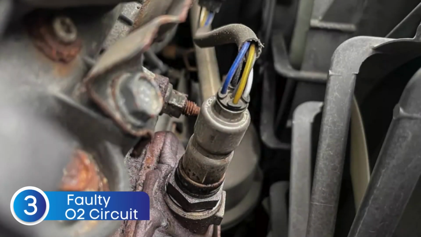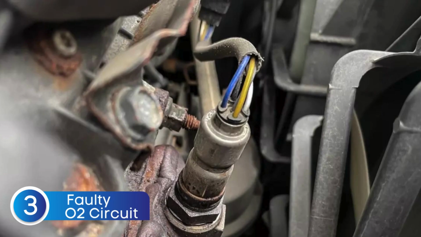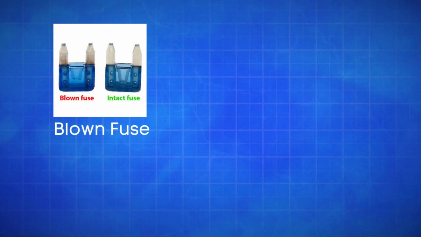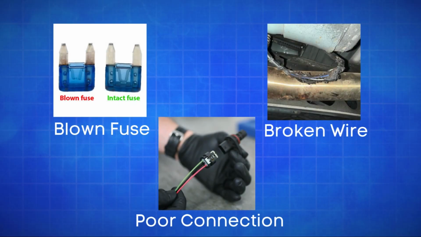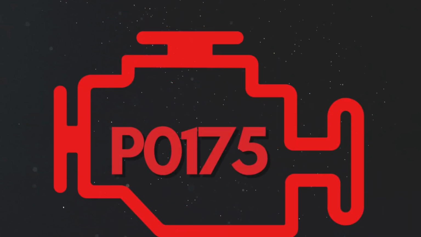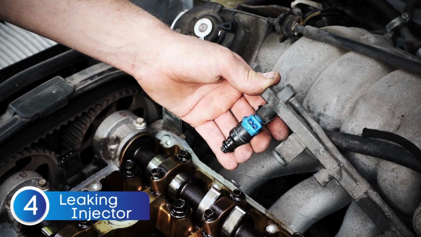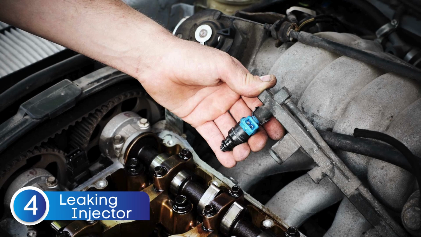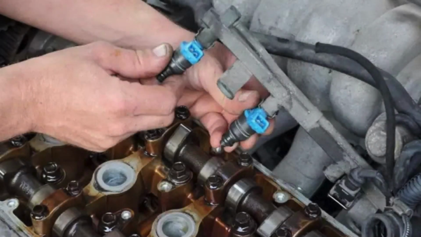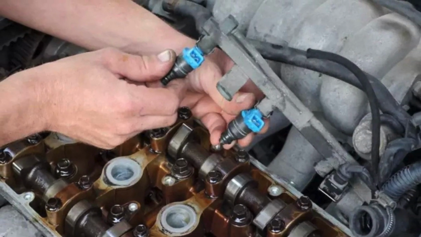The third cause is defective sensor wiring or circuit problems. Issues like a blown fuse, broken wires, or poor connections in the oxygen sensor circuit can disrupt the signal to the ECU, causing the P0175 code. The fourth cause is a leaking fuel injector. A fuel injector that leaks can deliver too much fuel into the combustion chamber, causing the air-fuel mixture to become overly rich.